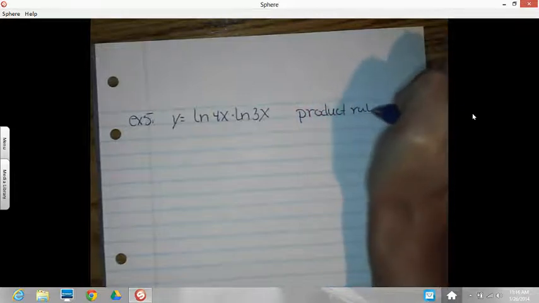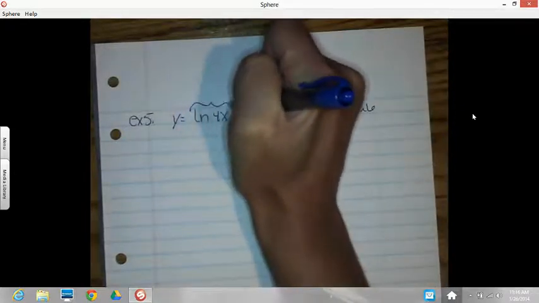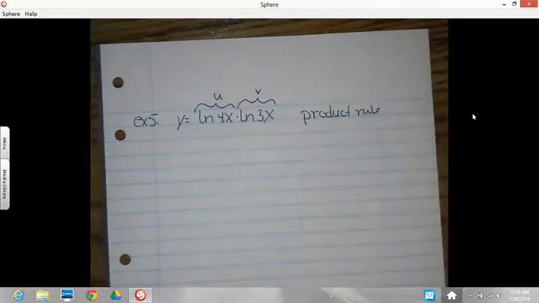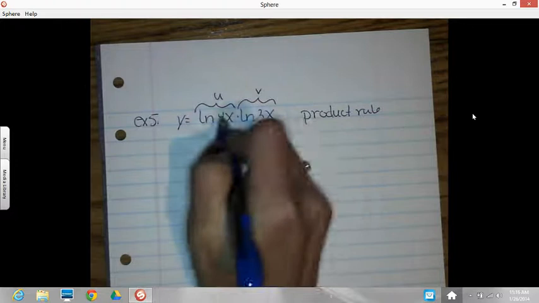At the top of your blue sheet, if you still need that. I doubt you do. So jumping right into product rule, because I cannot do any simplifying to start.